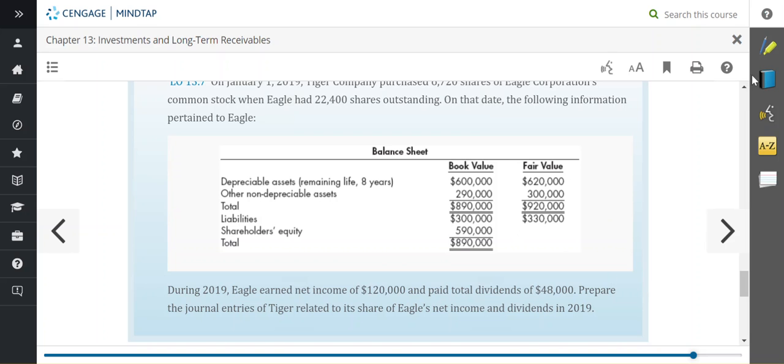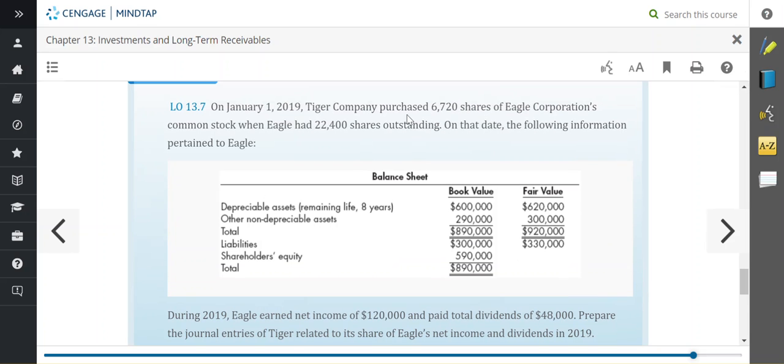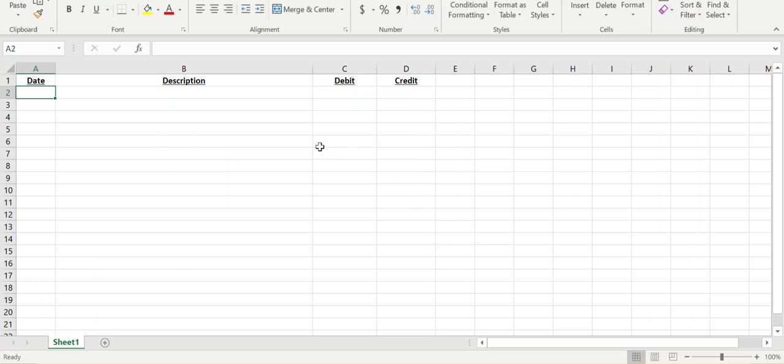When we're looking at something like this, the first thing you should always do is figure out how much ownership the company has purchased. In this case, they told us that we purchased 6,720 shares of Eagle Company's stock, and in total, Eagle Company had 22,400 shares outstanding. So that means we have a 30% ownership interest in Eagle Corporation.